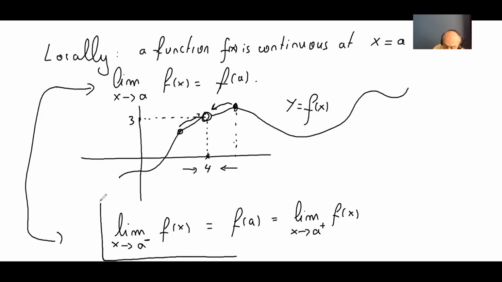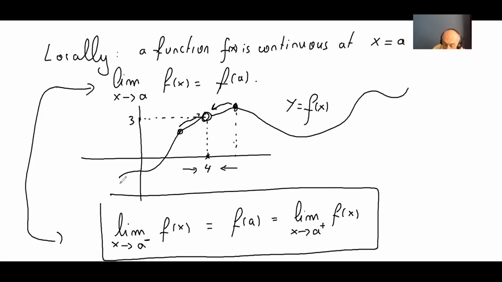Because if these two limits, the left and the right side limits, are equal to f of a, then the limit will be equal to f of a. So that's the condition of continuity. In practice, we check for these to be equal values. All right, folks.